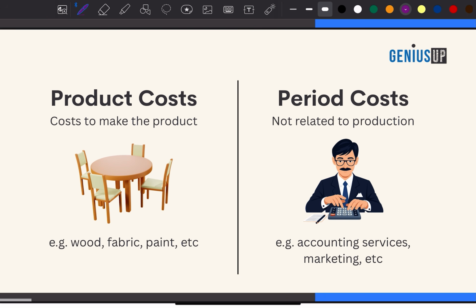Same thing as marketing. We might be able to produce the product, have a finished product, and then we're going to hire marketing after so that they sell for us, but it's not related to the production process. So that's the key difference between product cost and period cost.